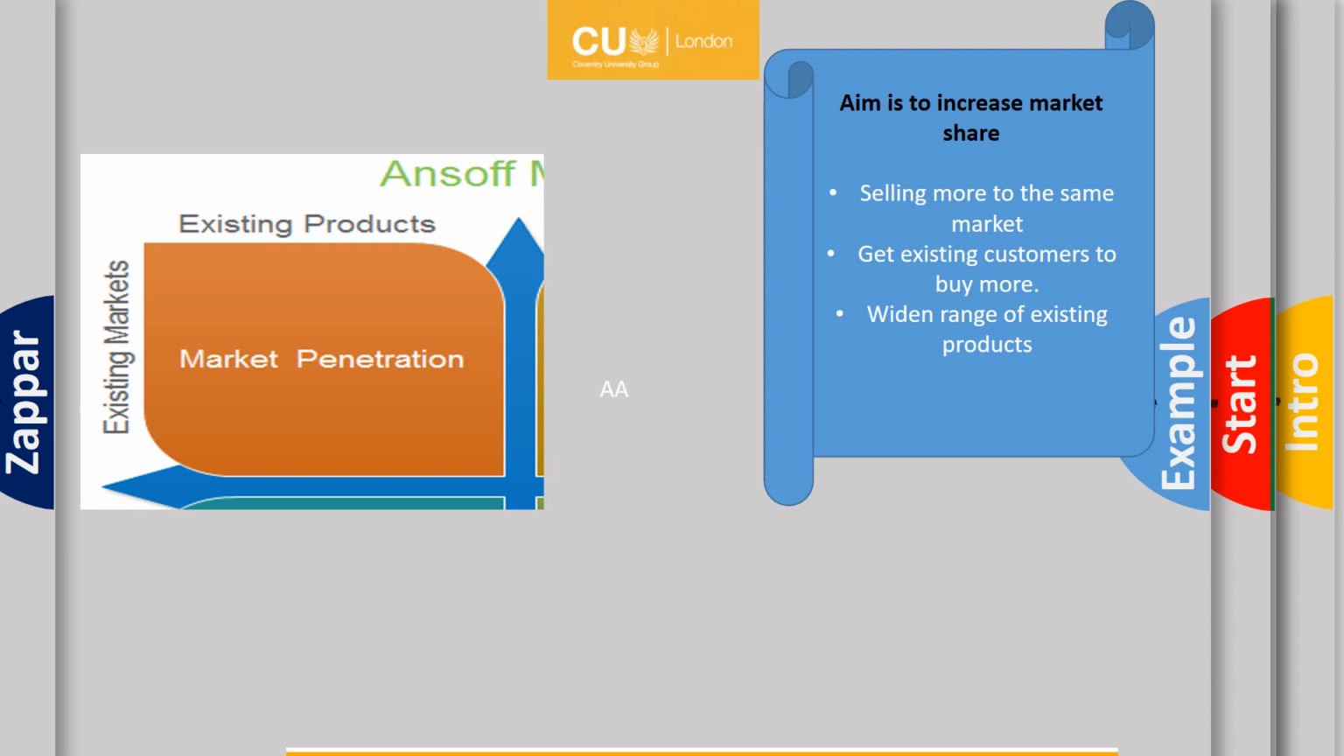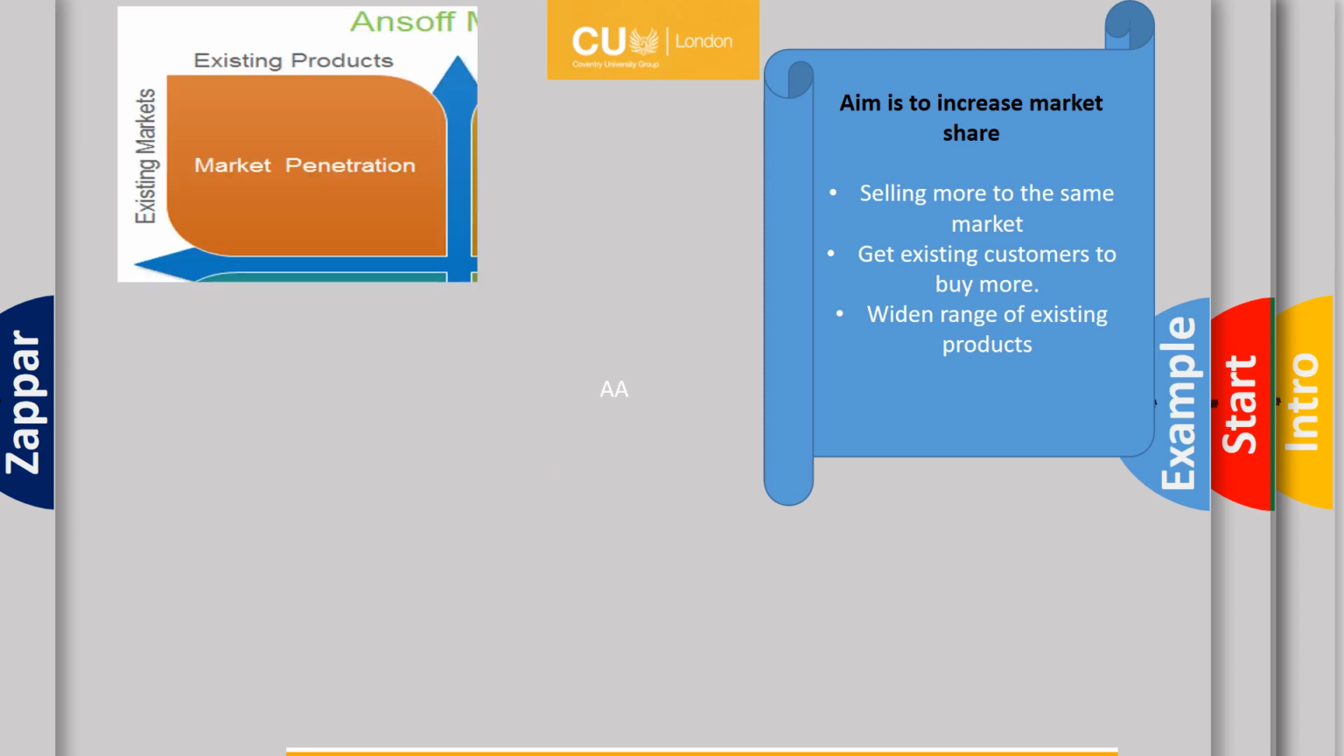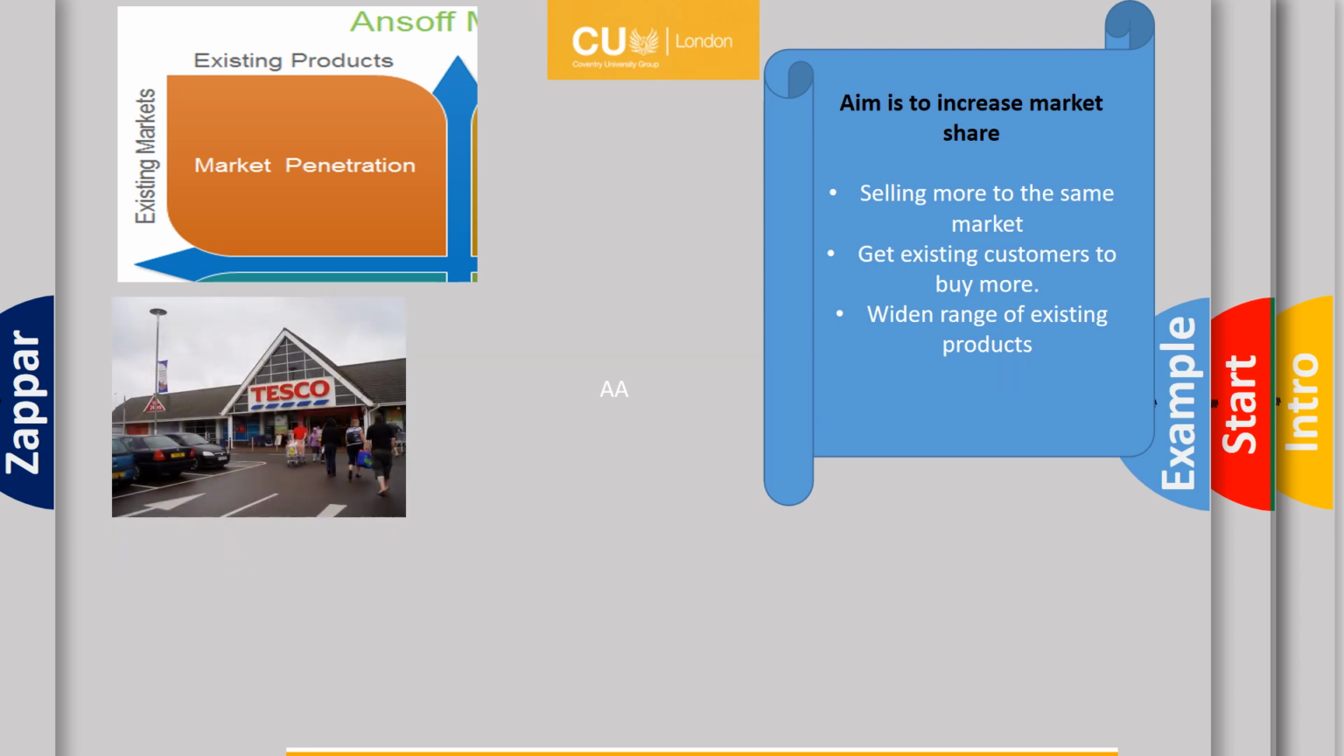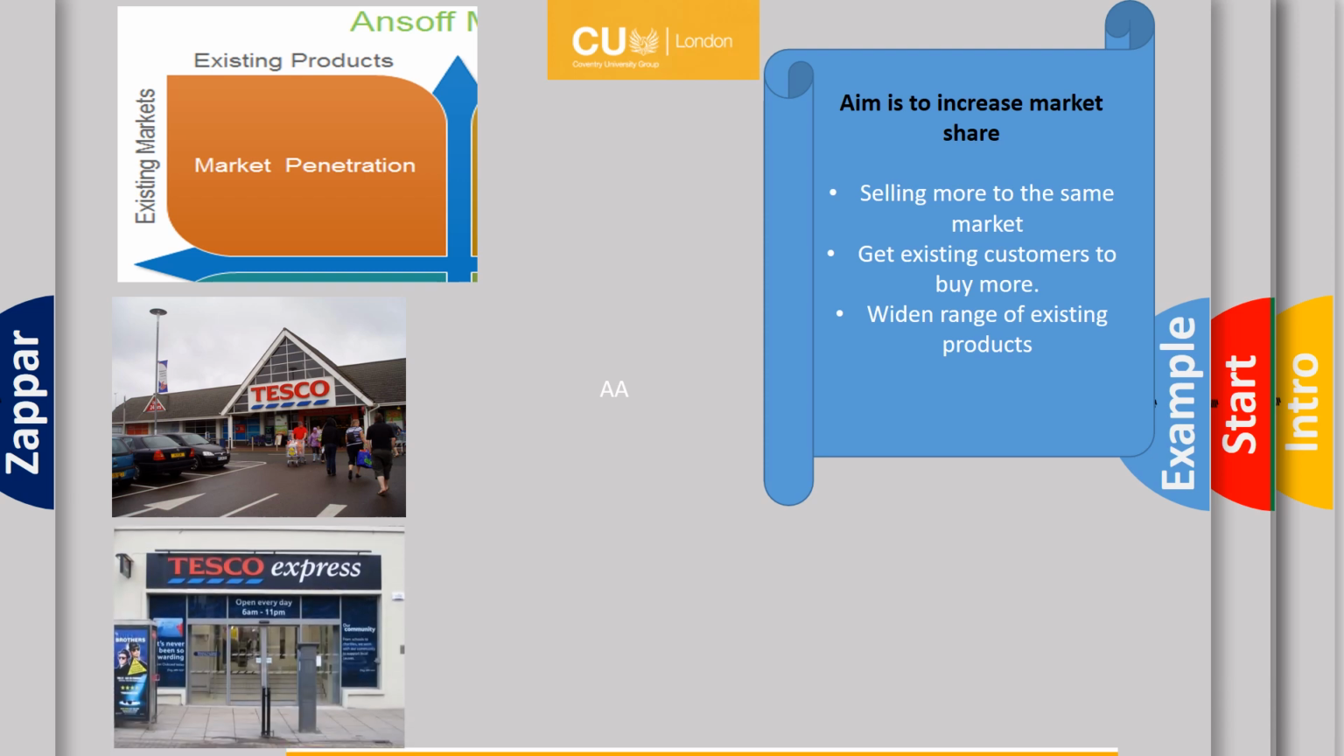Let's look at some examples of what Tesco's do to increase their market penetration. Tesco's have different types of stores, and they've got over 1,000 stores in the UK, which includes different types of stores for different types of needs. You've got Tesco's superstores, Tesco's Express stores, Tesco's Metro stores, Tesco's Ultra stores, and Tesco's online where they drop to you.